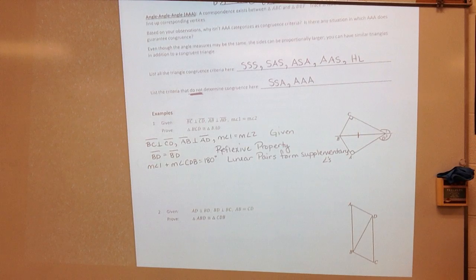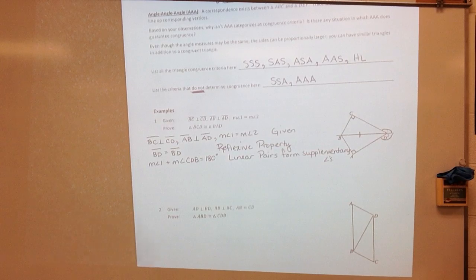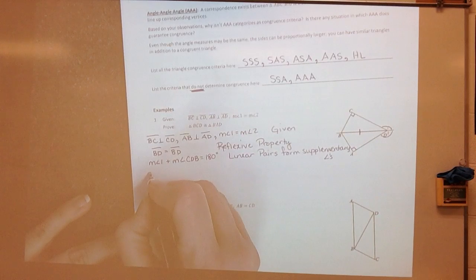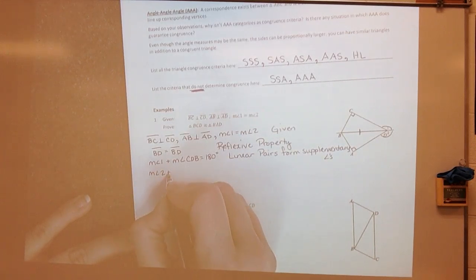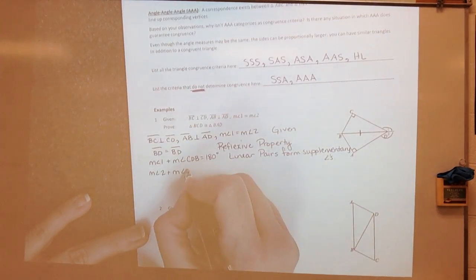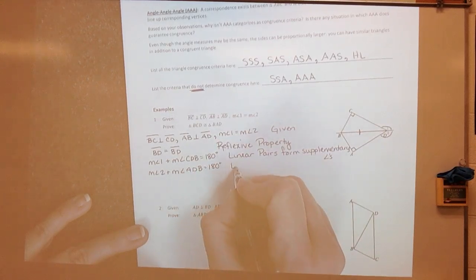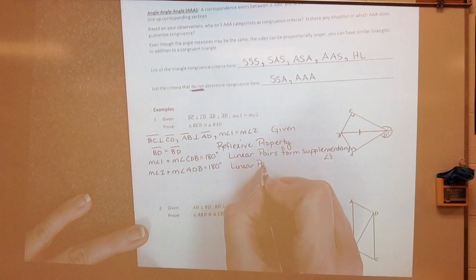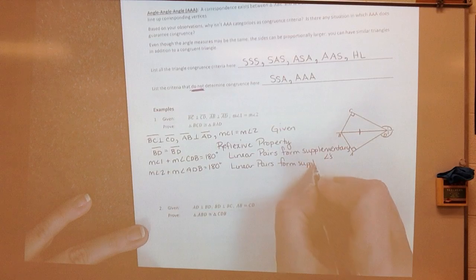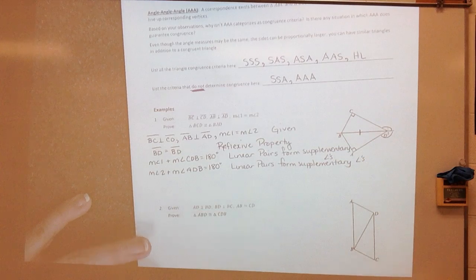Okay? So I know that's 180 degrees all the way across there. Now, look at measure of angle 2. What else do I know? I also know that that is a linear pair. So the measure of angle 2 plus the measure of angle ADB is equal to 180 degrees. And once again, linear pairs form supplementary angles. Okay?